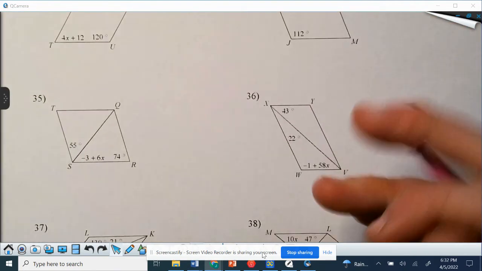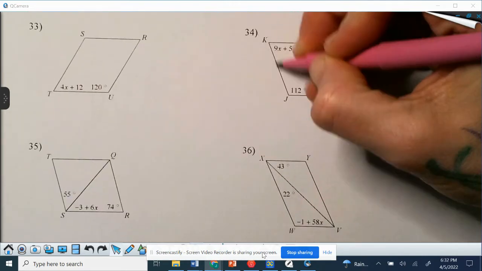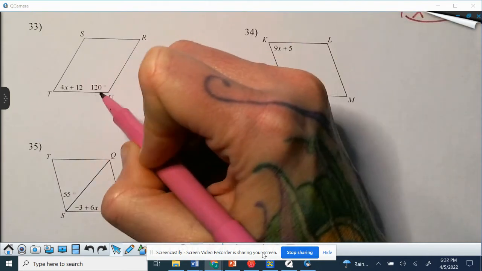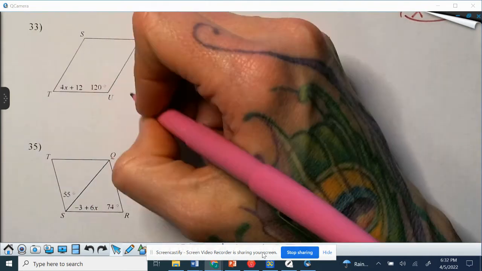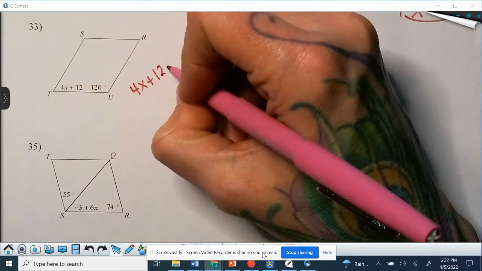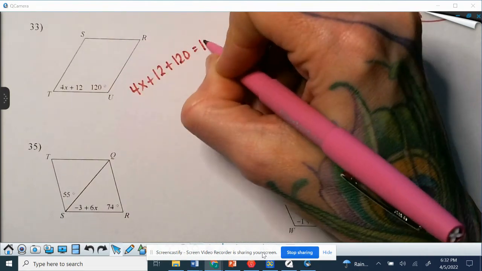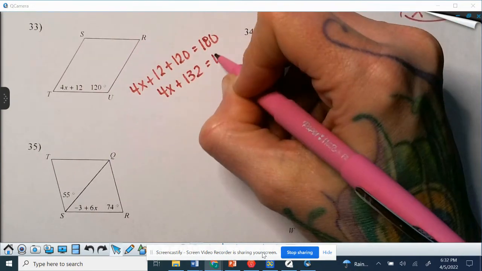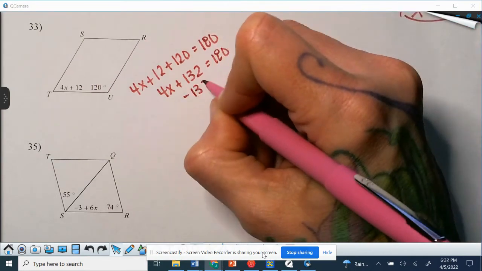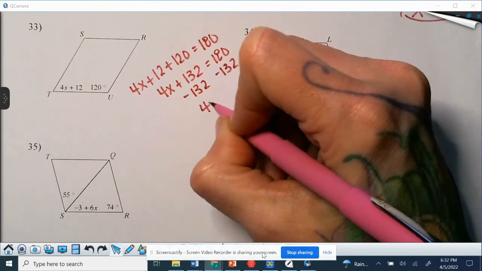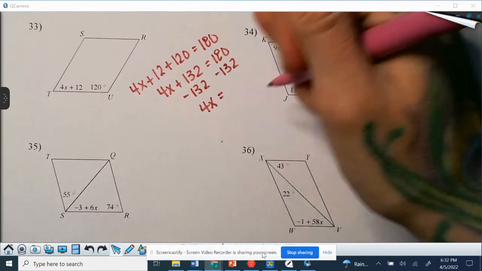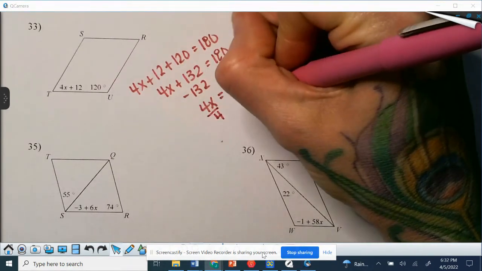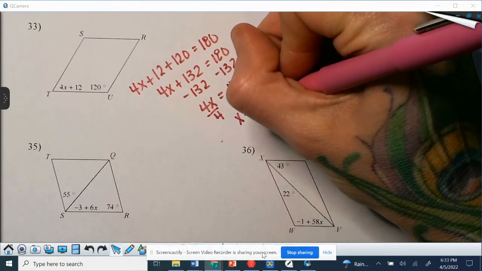So again, you're just remembering that if they are adjacent to each other or consecutive in this manner, then they're supplementary, which is equal to 180. And these two are side by side, so they're equal to 180 as well. So that's 4x plus 12 plus 120 equals 180 degrees. So it's 4x plus 132 equals 180 degrees, minus 132 from both sides. 4x is going to equal 48. Divide by 4. x is going to equal 12.